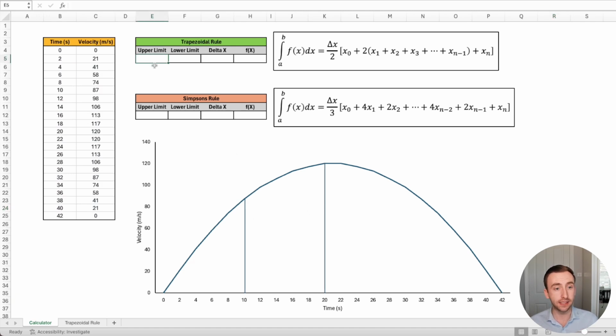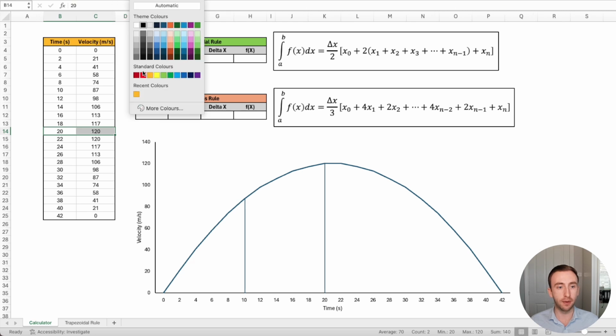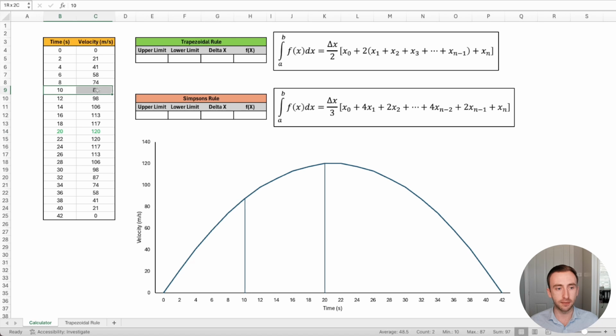And so let's work out what that is in both the trapezoidal rule and in the Simpsons rule. So we first want to specify our upper limit. Our upper limit in this case is going to be 20. So I'm just going to highlight these, I'll put them in green, and our lower limit is going to be at 10. So that's the range of data that we're going to be working with. Now our delta x is the difference between these two values. So each strip is going to have a thickness of 2.